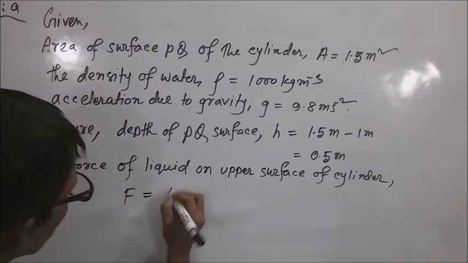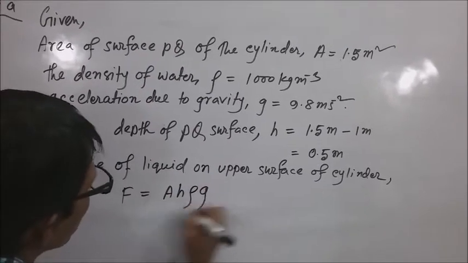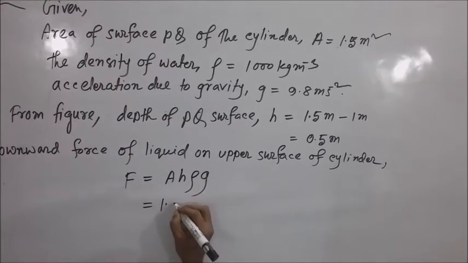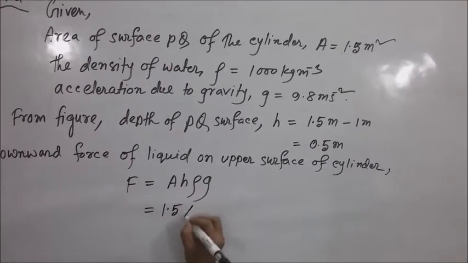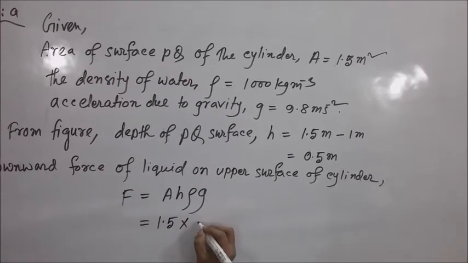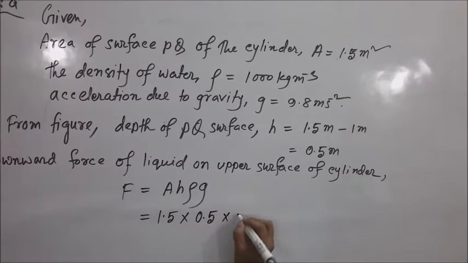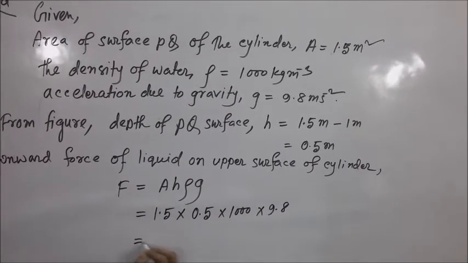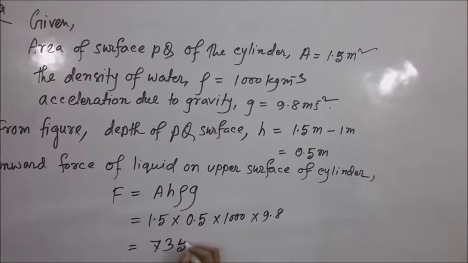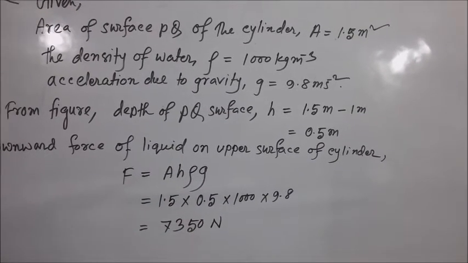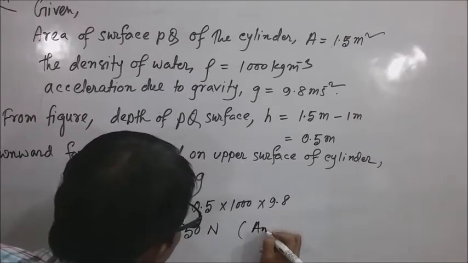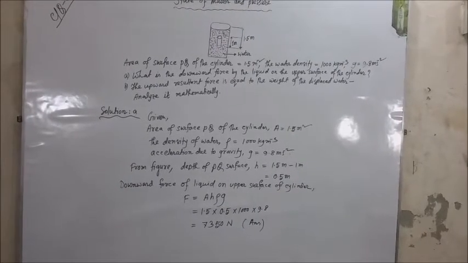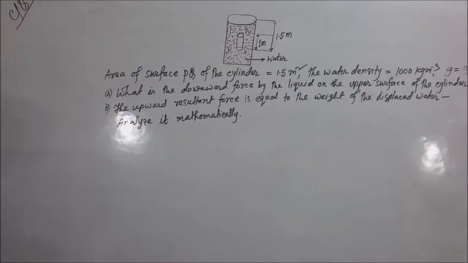F equal to A H rho G equal to 1.5 into 0.5 into 1000 into 9.8 equal to 7350 Newton. Now solution of B.